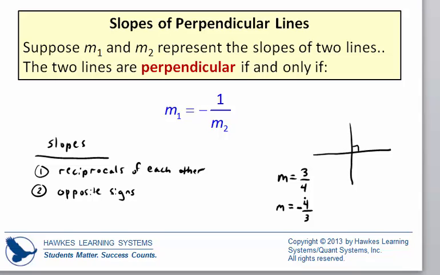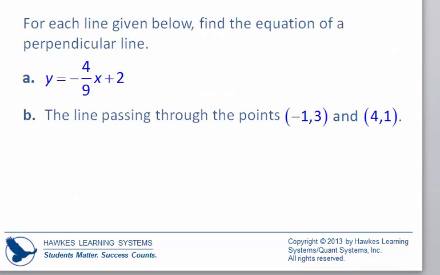So let's look at a couple of examples. For each line given below, find the equation of a perpendicular line. So if you look at part A, remember that part A is written in slope-intercept form, which is y is equal to mx plus b. You know that the slope lies here in front of the x. So the slope of this line is negative 4/9.